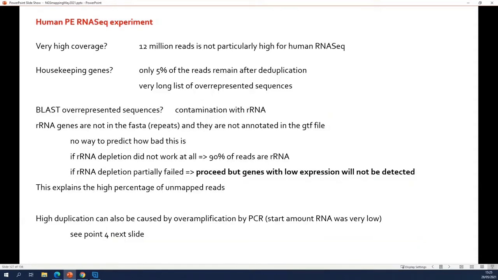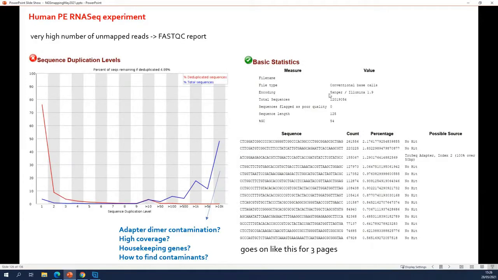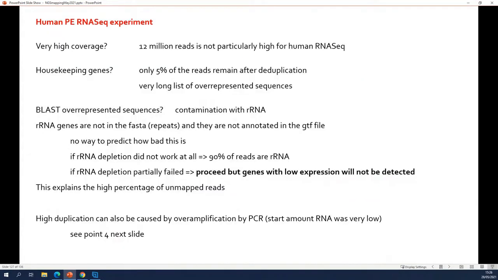So it is possible that they forgot to clean up the total RNA and to select the messenger RNA, and they just sequenced the total RNA, and that means that 90% of your reads will be ribosomal RNA, because in total RNA, 10% is messenger RNA, 90% is ribosomal RNA. So that means that if you only have 10% left here, that will not work. You can analyze, but it will not give you a lot of info.